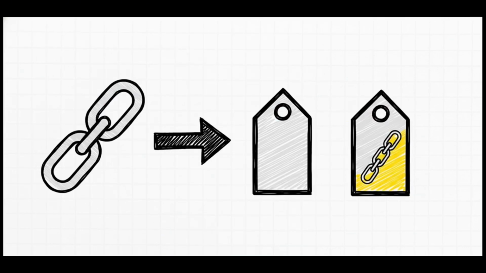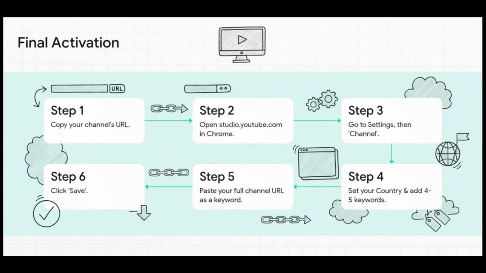And this is probably the single most unusual instruction in the entire process. The final step is to copy your channel's full URL and paste it directly into your channel's keyword list. You're basically making your own web address a search tag for your channel. So here's the final procedure. After adding all the normal keywords about your channel's topic and name, the critical action is to add your channel's URL as the very last keyword and then hit save. According to the source, this is the final activation that makes the whole system work.